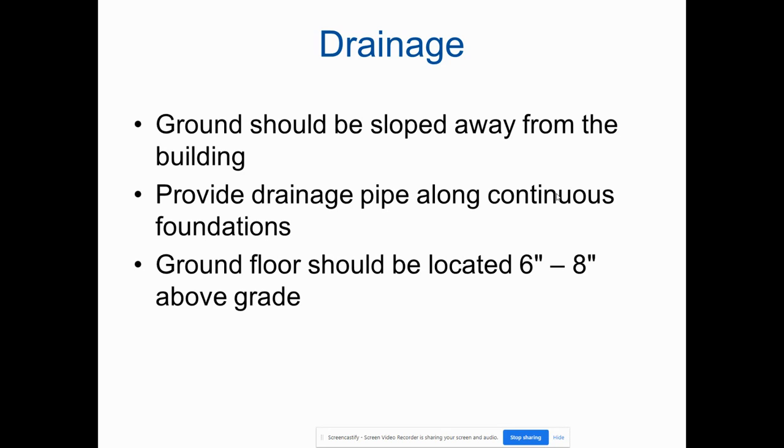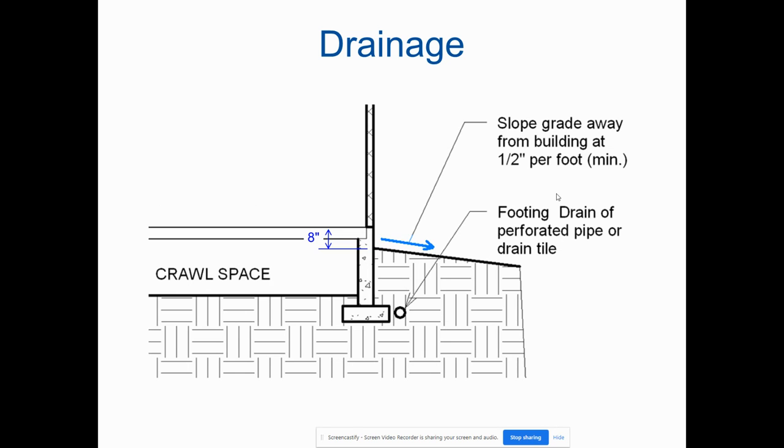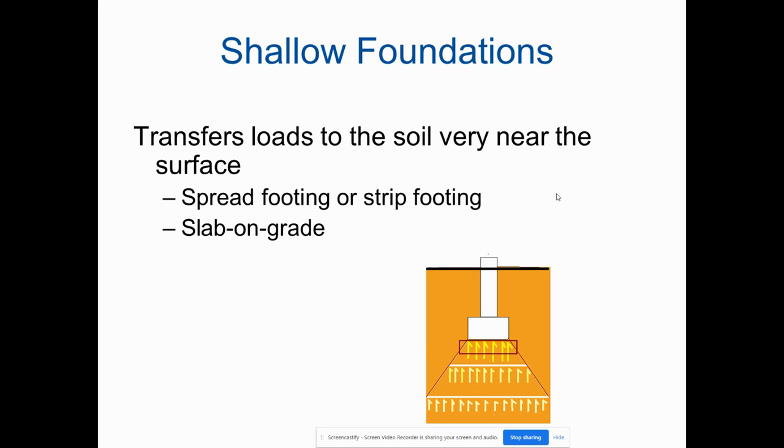So drainage is so important. Ground should be sloped away from the building, providing drainage pipe along continuous foundations. The ground floor should be located 6 to 8 inches above grade, and then slope the grade away from the building at half an inch per foot, with a footing drain of perforated pipe or drain tile.